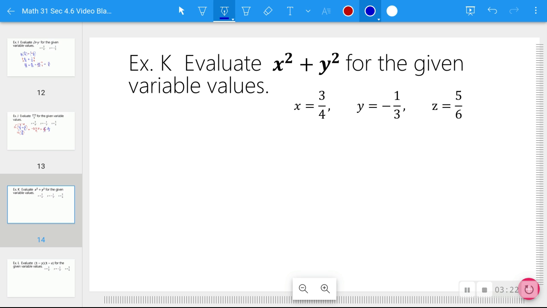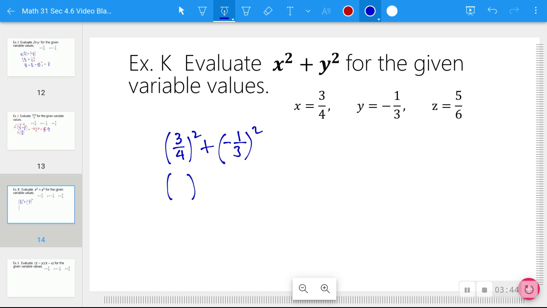Okay, here's another example that's similar. We're going to square the x and square the y and add the results. So you have 3/4 squared plus a -1/3 squared. The exponents take priority over the addition, so you have to do them first.